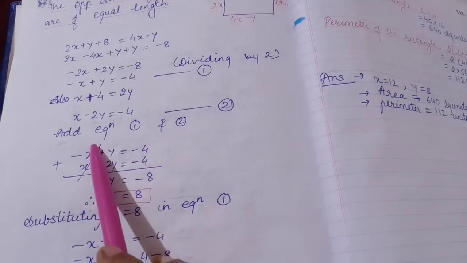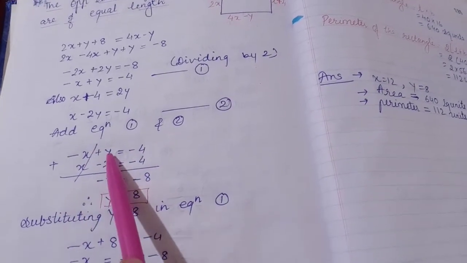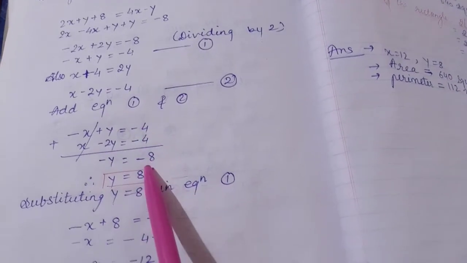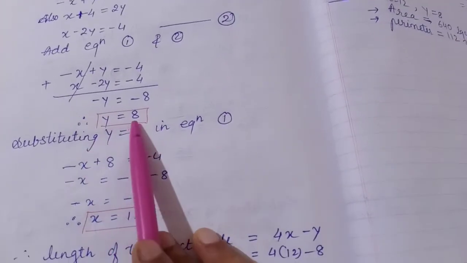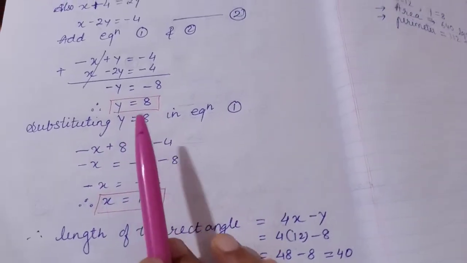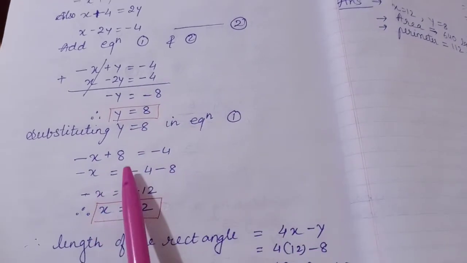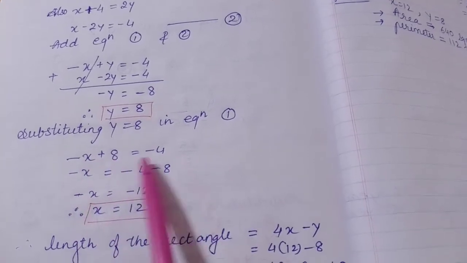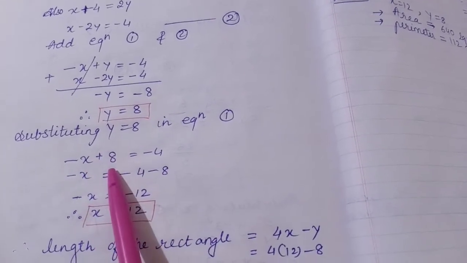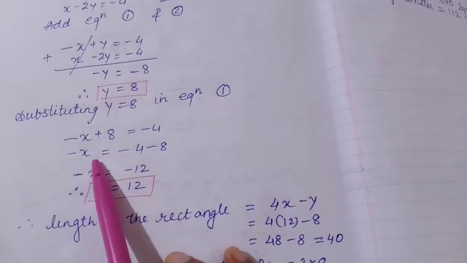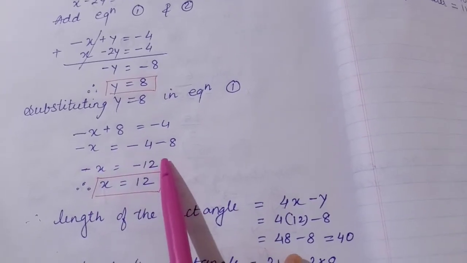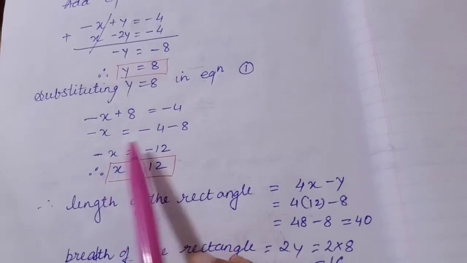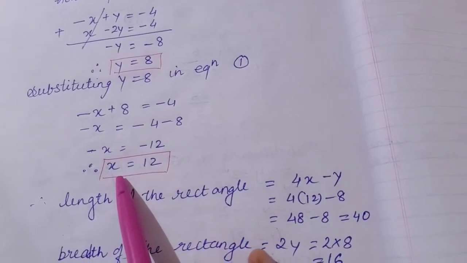This will get cancelled, and we'll get plus y minus 2y, which is minus y, and minus 4 minus 4 gives minus 8. So y equal to 8. Substituting the value of y in equation 1, which was minus x plus y equal to minus 4, in place of y we will write 8, and it will become minus x equal to minus 4 minus 8. So minus x will be equal to minus 12. So minus and minus will get cancelled, and we'll get x equal to 12.